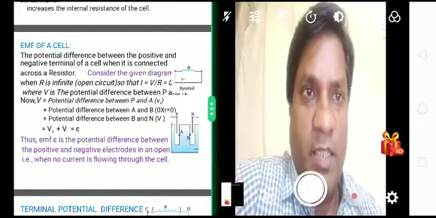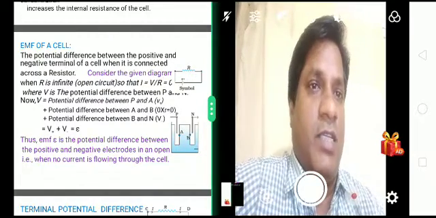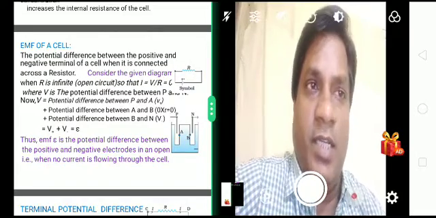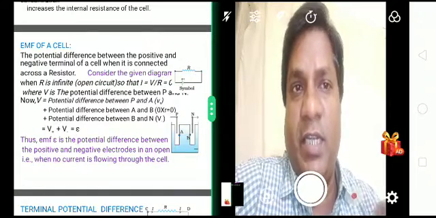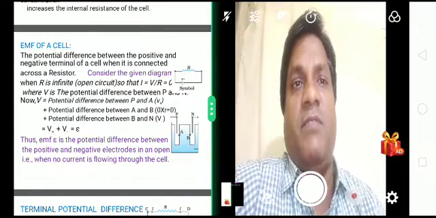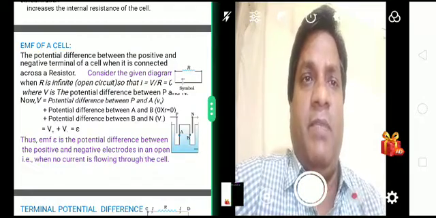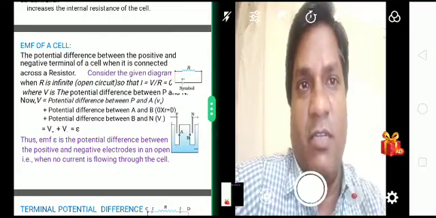The potential difference between P and N, that means the positive and the negative electrode, is equal to the potential difference between P and A plus the potential difference between A and B plus the potential difference between B and N. Because P, A, AB and BN are all in series, and series is a potential divider circuit.